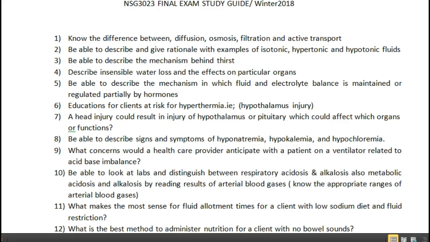So know that osmoreceptors are primarily responsible for a person feeling as if they are thirsty.